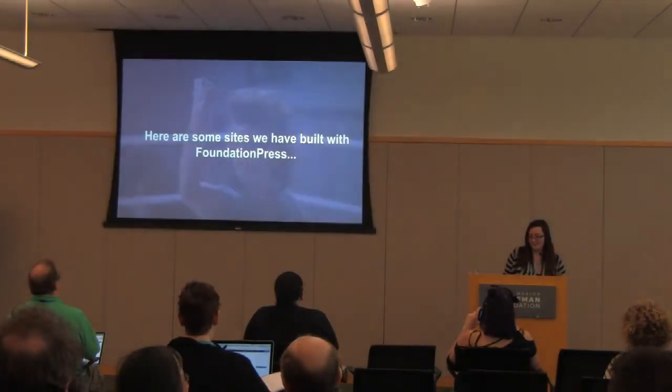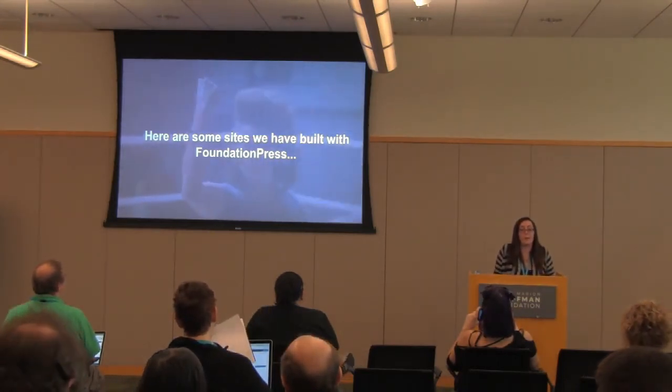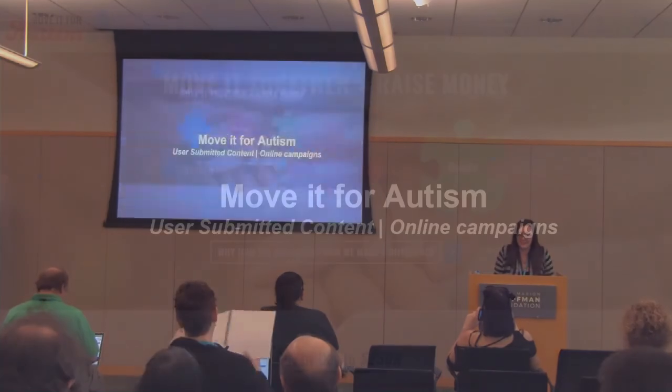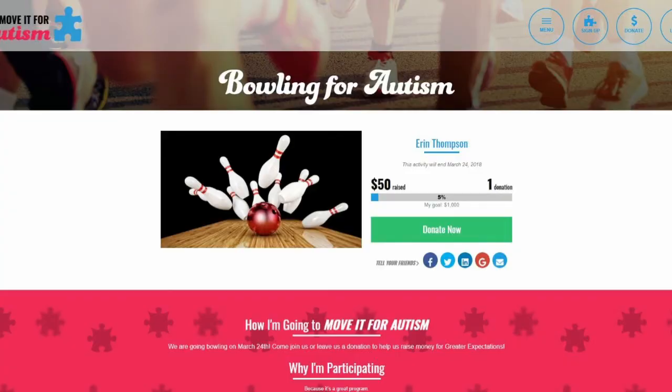It's nice. All right, so now I'm going to do a humble brag and show you some of the things that we've been able to make with FoundationPress. The first one is Move It for Autism. This is a site that's going to be launching soon. You should go check it out because I'm going to shamelessly promote myself. It's a really nice site. It's a donation site where people can easily create their own accounts and then add activities and raise money and share it with friends. They can easily make teams, events, all kinds of things. And it's raising money for a really good cause.